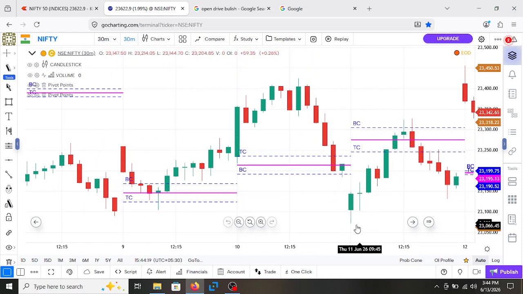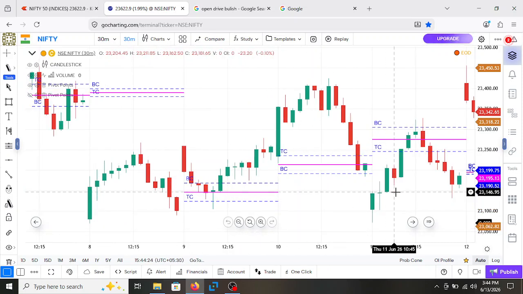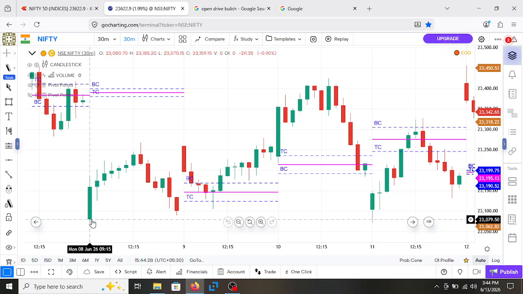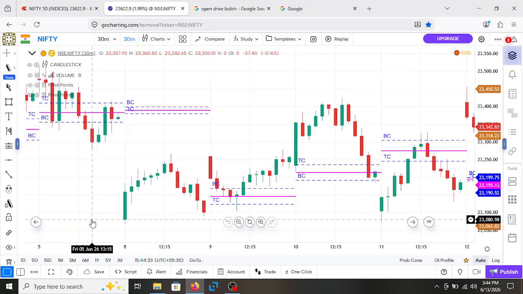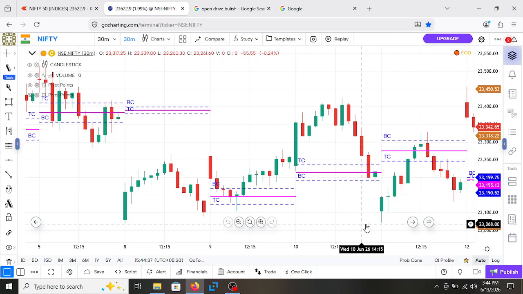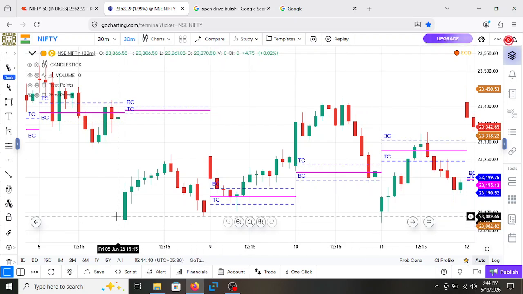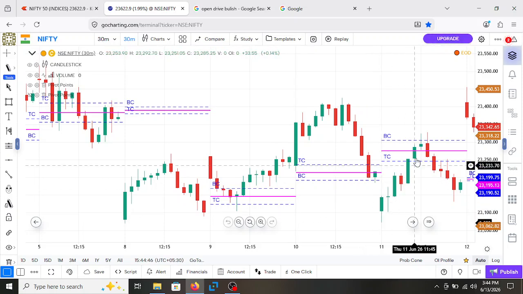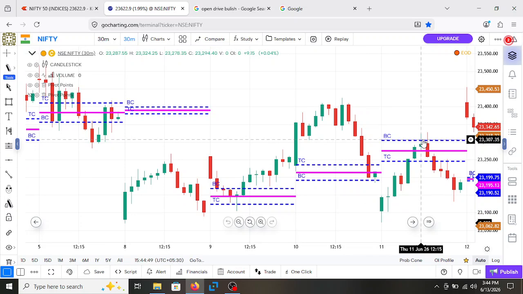Now look at this. Nifty opened gap down. This open test drive bullish is formed at the same levels where the responsive buyers had come earlier, after the big gap down. So for the 11th June session, it acted as a support, and after testing the lower levels, it went to the value area. So it was a very big move for an intraday.